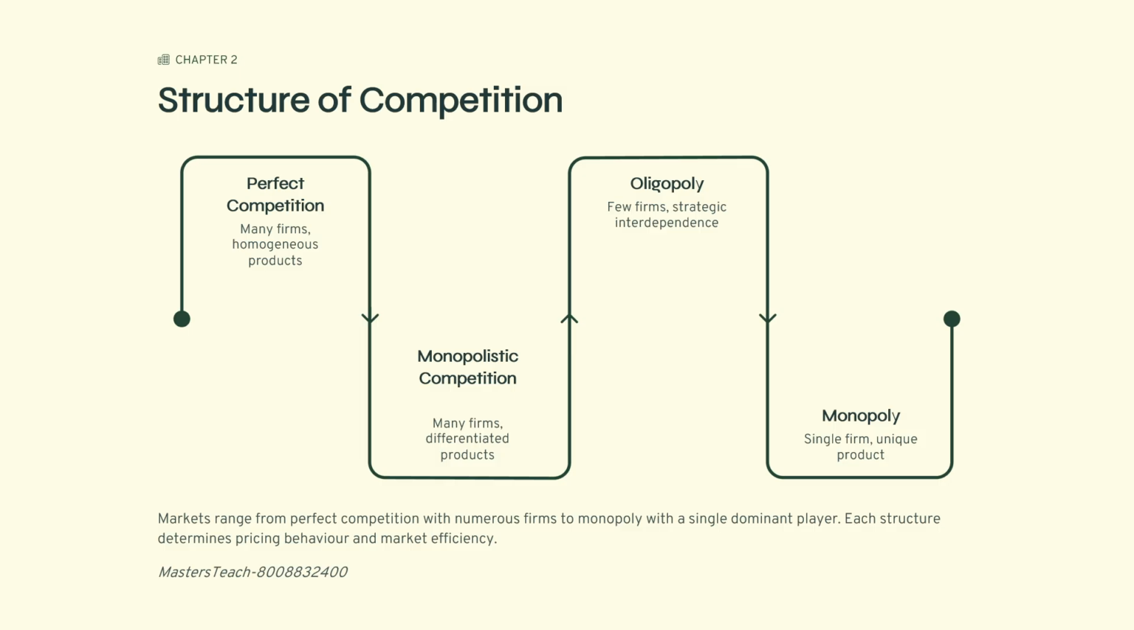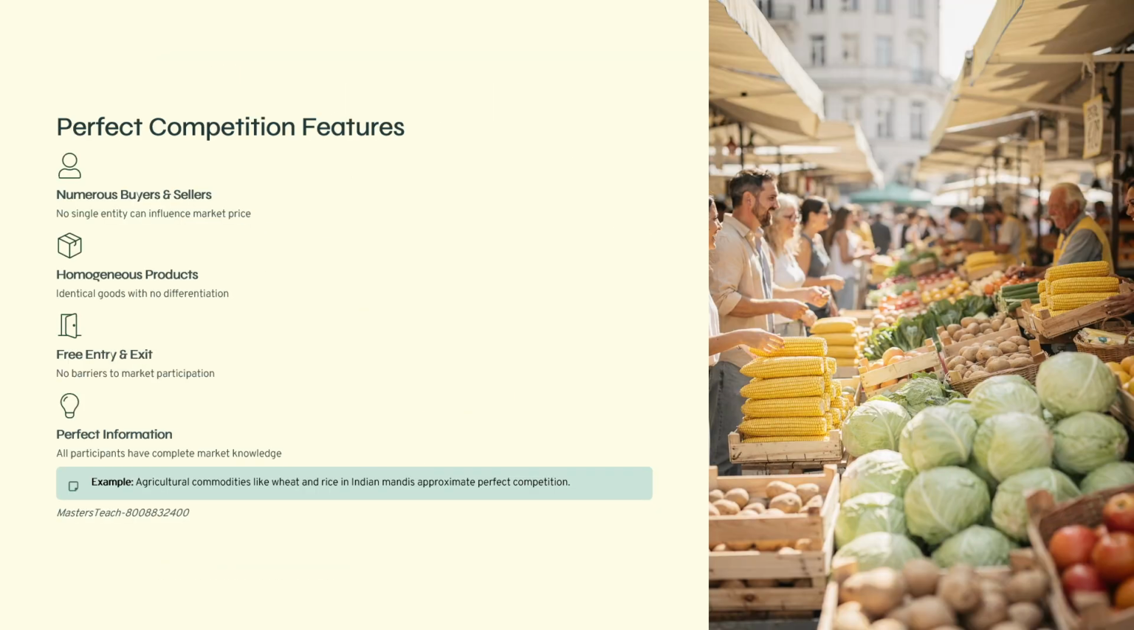We'll see what perfect competition is. Perfect competition means there are many buyers and sellers, so no single entity can influence the market price. Homogeneous product: they sell similar products, no differentiation. Easy entry and exit, there is no issue. Then perfect information: all participants have complete information about the market. For example, agricultural commodities like wheat and rice in Indian mandis approximate perfect competition. So for perfect competition you have to write these points.